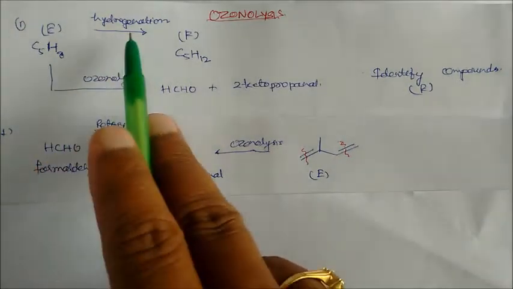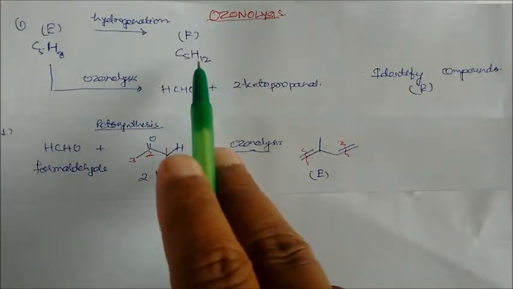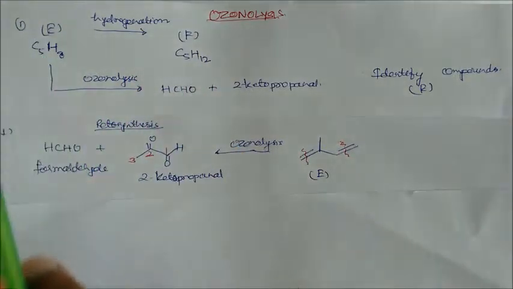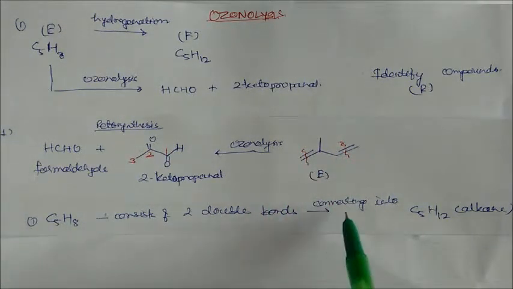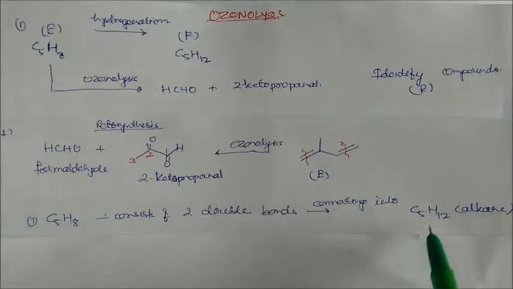So again one more hint is there. This compound on hydrogenation we are getting C5H12. This means this compound has two double bonds, so that after hydrogenation we get the product C5H12, which is an alkane.